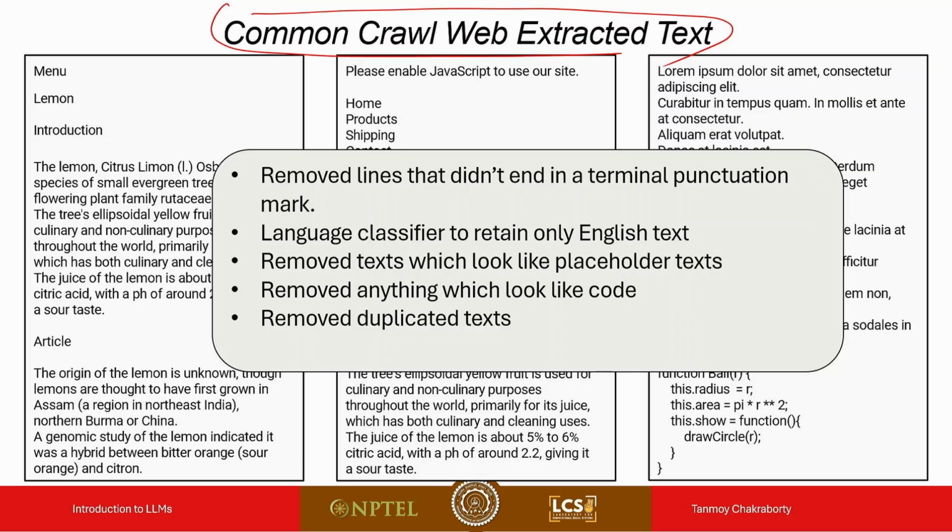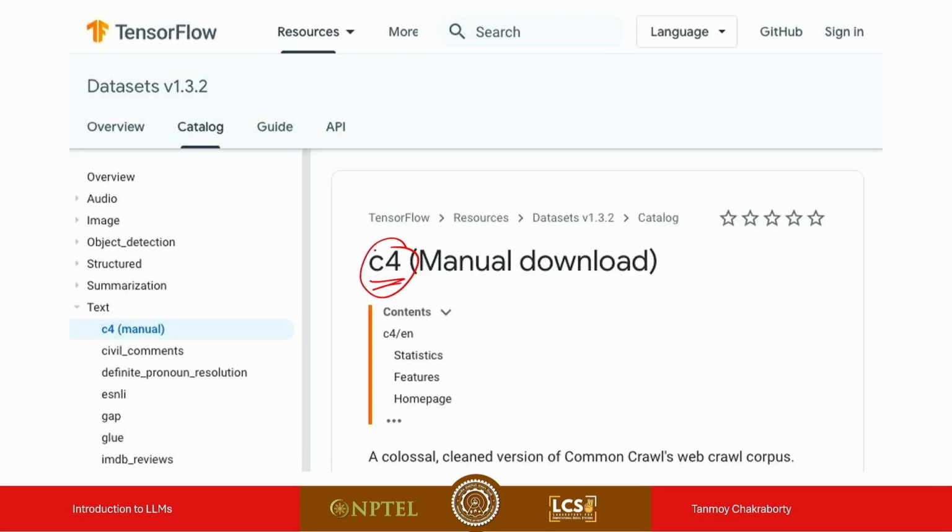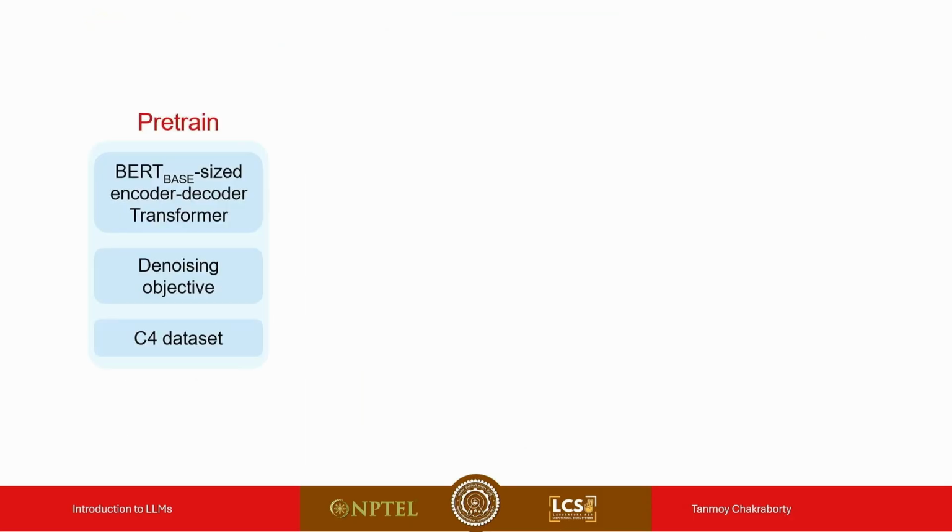They also removed those tokens which look like placeholders. They removed the code, HTML code and JavaScript code, from the documents. When you scrape a website, there are many HTML tags and JavaScript tags, which they essentially removed, and they removed many duplicate texts. They call the clean corpus the C4 corpus, and this is publicly available. A Colossal Cleaned version of the Common Crawl web crawl corpus. There are 4 C's. So the C4 corpus was collected for training.